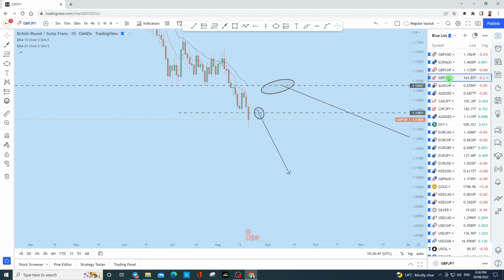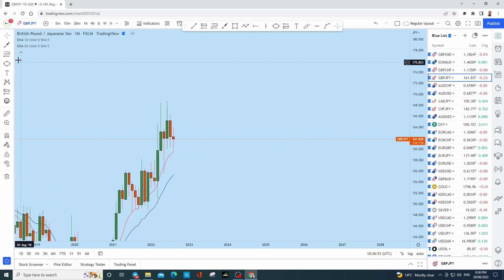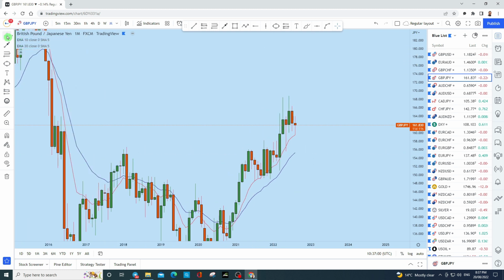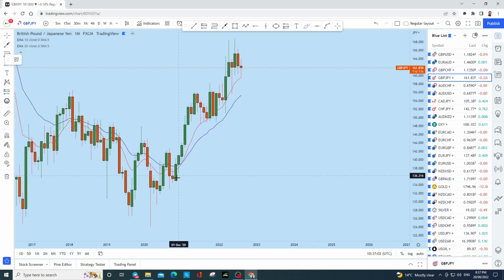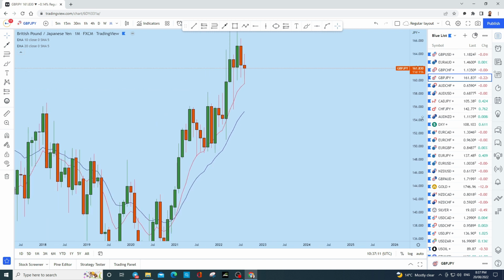Now let's look at GBPJPY. Let's see what kind of price action we have. Now, monthly perspective on GBPJPY, what we see is that monthly long term, it is a bullish market. You can see that the price has created this kind of pattern. There's an impulse followed by this correction and consolidation, impulse followed by this correction and consolidation. So this GBPJPY market from the monthly perspective is bullish.